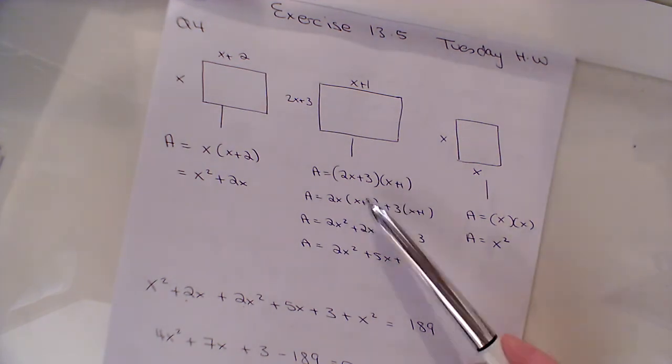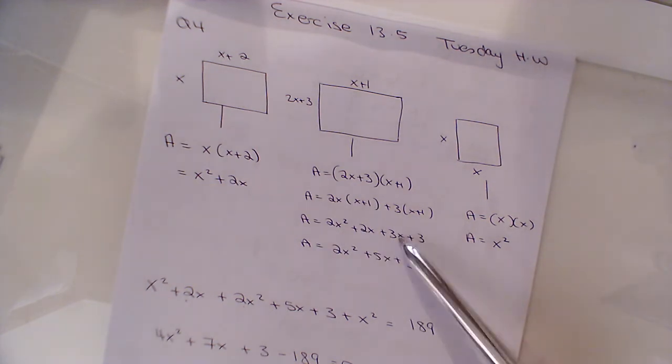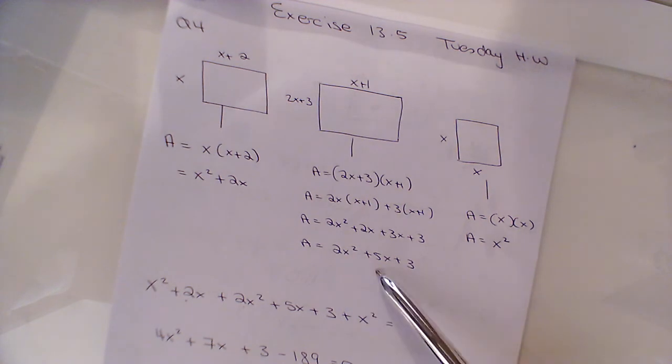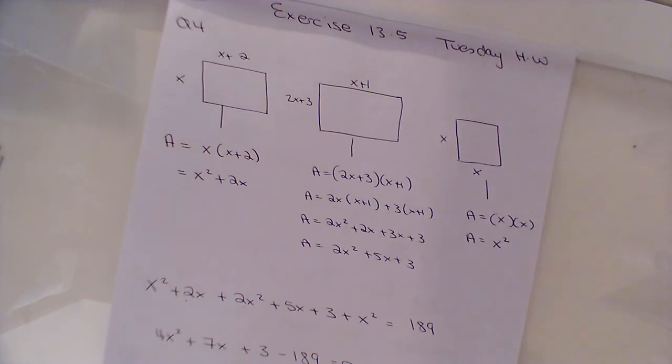So I have 2x times x, that's 2x squared. 2x times 1, that's 2x. 3 times x, that's 3x. And 3 times 1, that's 3. So I'll have 2x squared plus 5x plus 3 for the area of the second rectangle. And then finally, the area of this one is x by x, which is x squared.